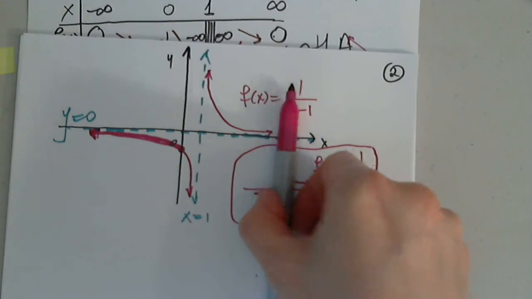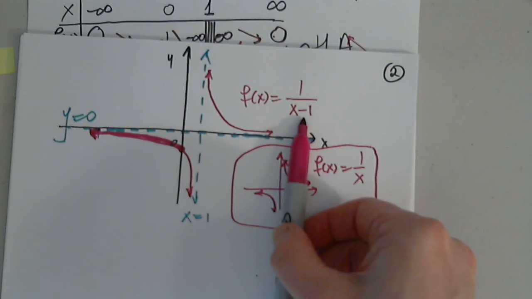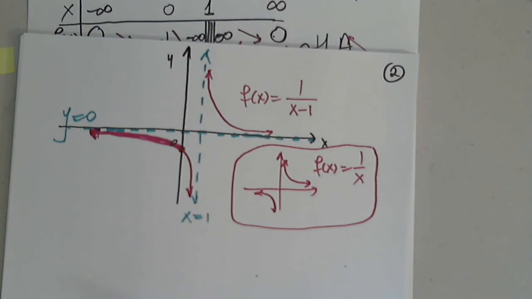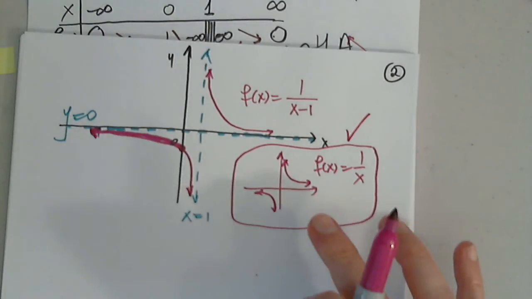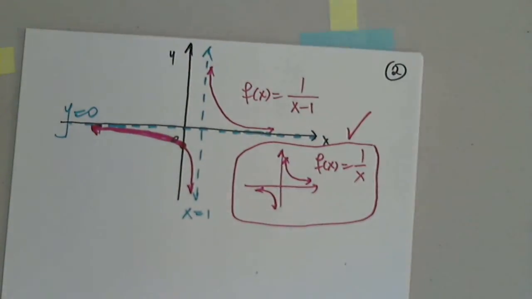So here's the vertical asymptote, here's the horizontal asymptote. The graph is shifted 1 to the right. So please remember this. Okay, next one.